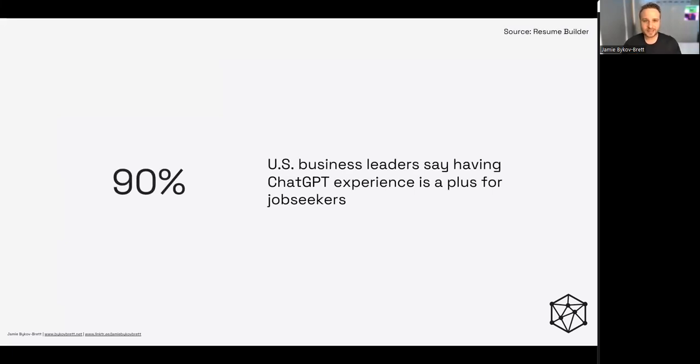90% of US business leaders say having ChatGPT experience is a plus for job seekers. In fact, in the first quarter of this year, it was one of the most employable skills mentioned in job descriptions. Now, considering this is a tool that was released in November last year, we can already see the massive implication of our growing AI capabilities.